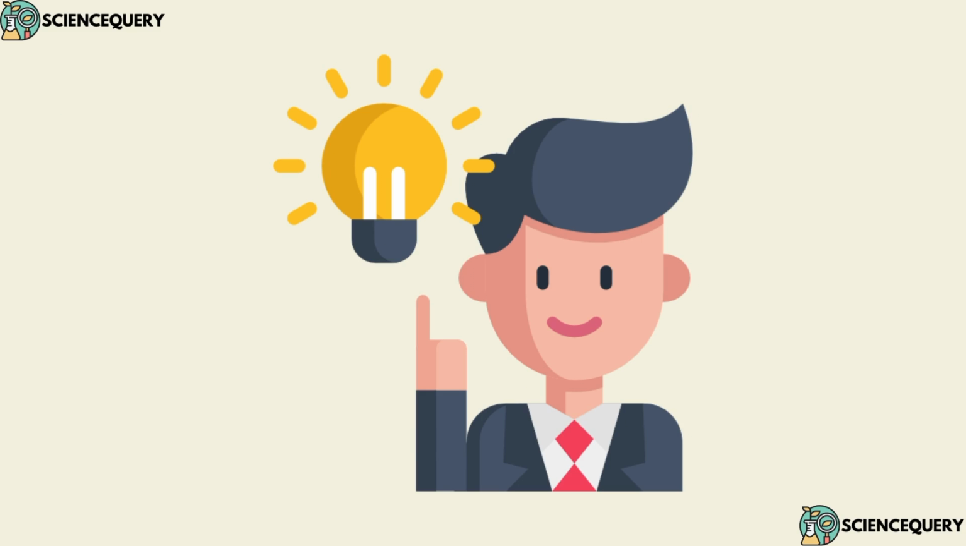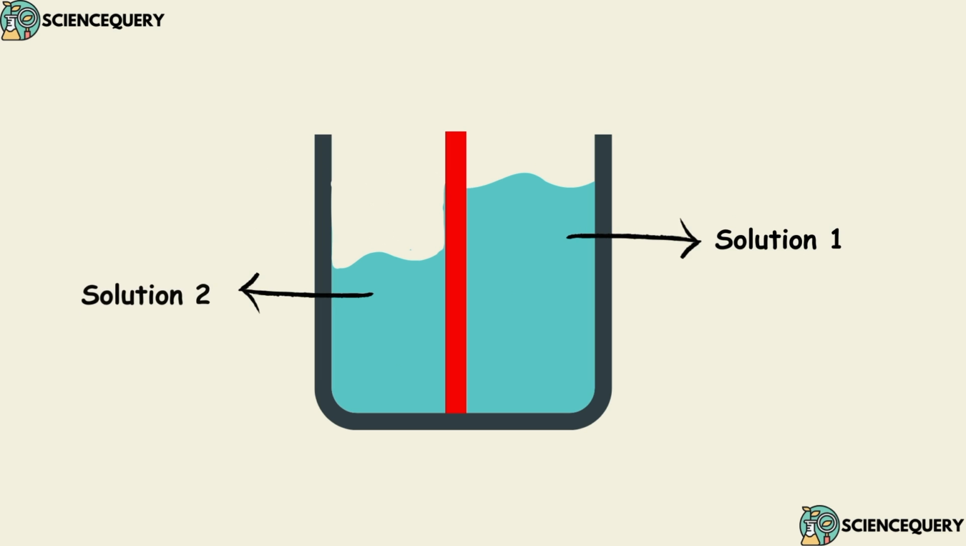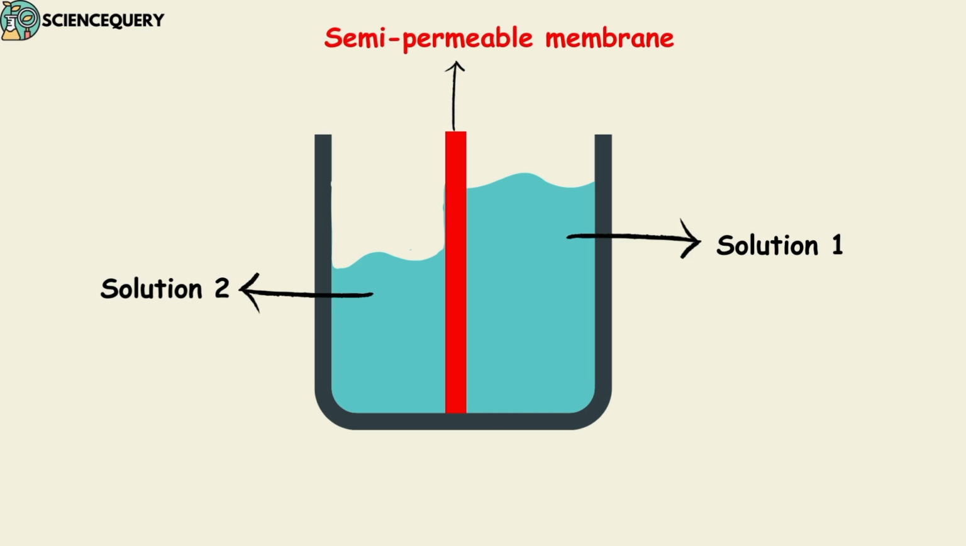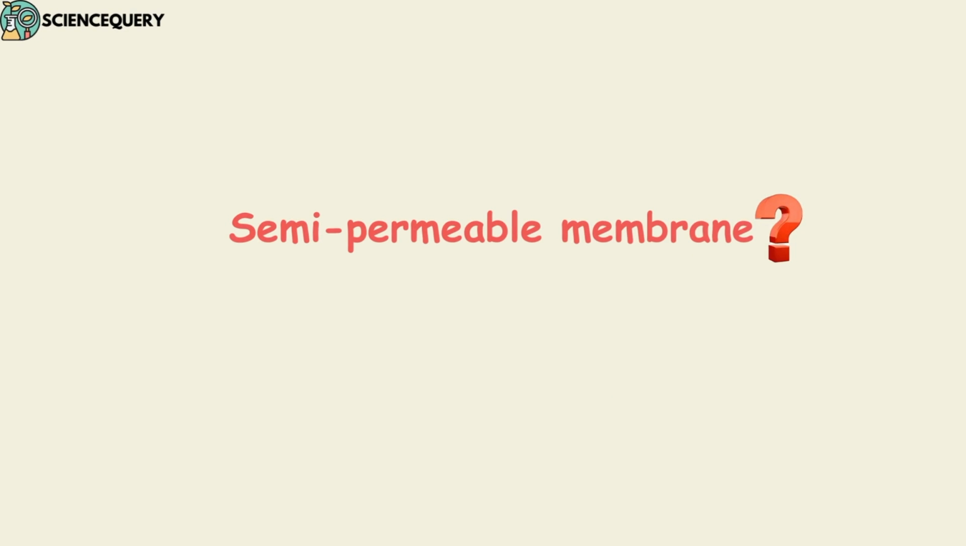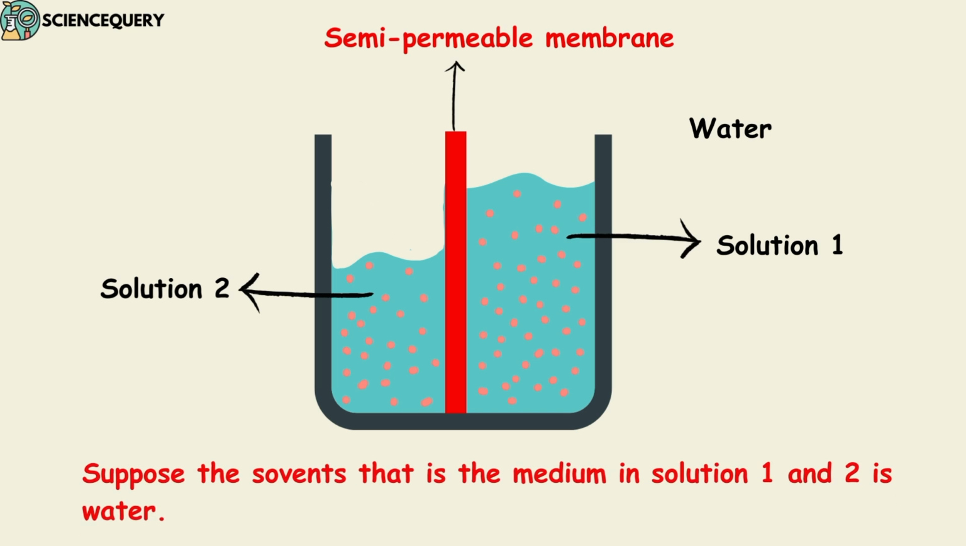Now let's discuss in a simple way what is osmosis and how it happens with an example. Suppose there is a beaker with solution 1 at one side and solution 2 at another side. Both the solutions are separated by a semi-permeable membrane. Now the next question arises: what is a semi-permeable membrane? Well, a semi-permeable membrane is a type of biological or synthetic polymeric membrane that allows certain molecule or ion to pass through by osmosis. Now back to the example.